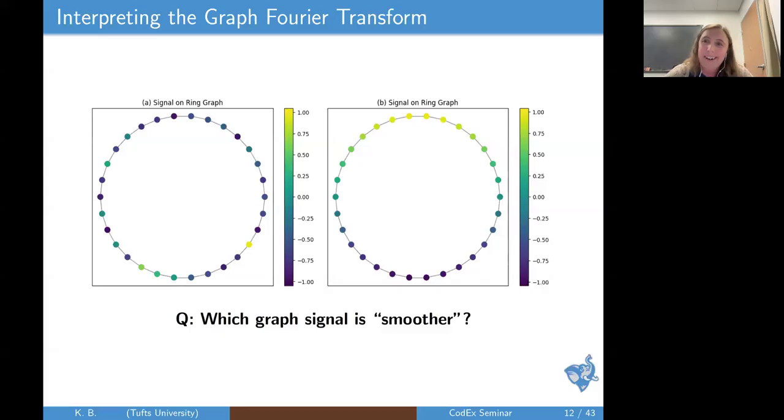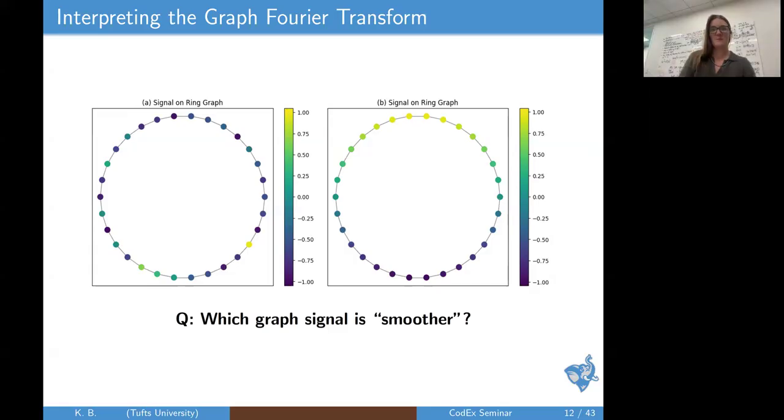I would like your participation on this part, if possible. If anybody would like to share, just by looking at this, which graph signal is smoother? I haven't really defined smooth. You could think about it as values that are close together, where the function values are in fact closer together. So does anybody have a guess of which looks smoother?